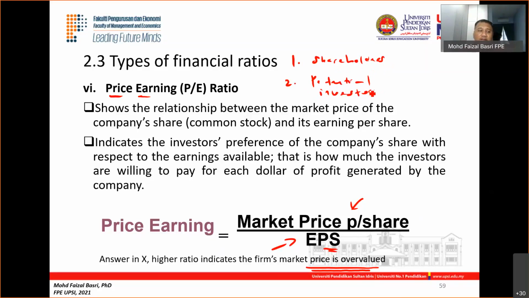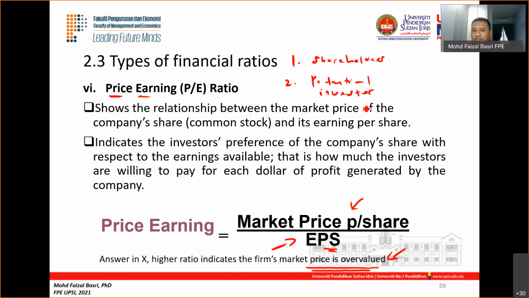They are contemplating to invest or not, for example. So what's the different meaning of PE ratio for them? For shareholders, because they are already the shareholders, they want their PE ratio to be as high as possible, because a high ratio indicates overvalued. When overvalued, it is a good time for them to sell in order to get high profits. So that's shareholders, they want it to be as high as possible.